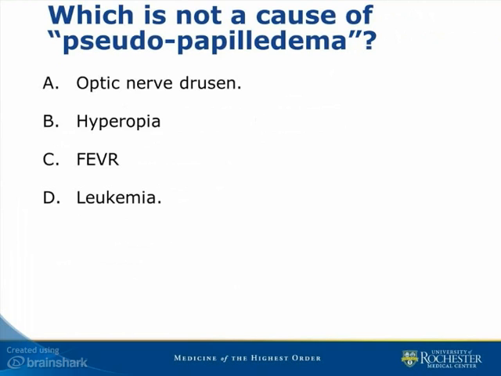While it's important to be able to recognize papilledema in children, it's also important to be able to recognize pseudopapilledema. So before we move on, here's a question to test your knowledge. Which of the following is not a cause of pseudopapilledema? A. Optic nerve drusen. B. Hyperopia. C. Familial exudative vitreoretinopathy. Or D. Leukemia.